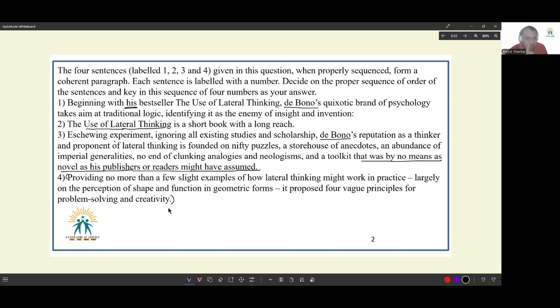Now, we also have him identifying a quixotic brand of psychology that takes aim at traditional logic, identifying it as the enemy of insight and invention. This is also where being antithetical to the idea that de Bono was a thinker and a proponent of lateral thinking is getting reinforced.